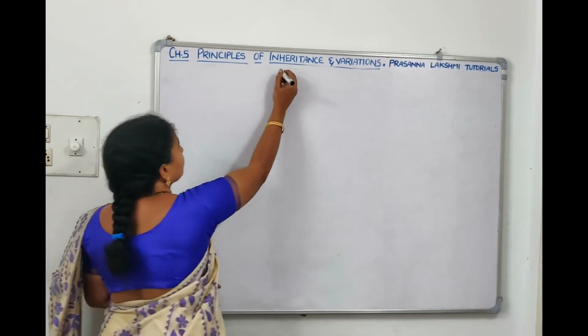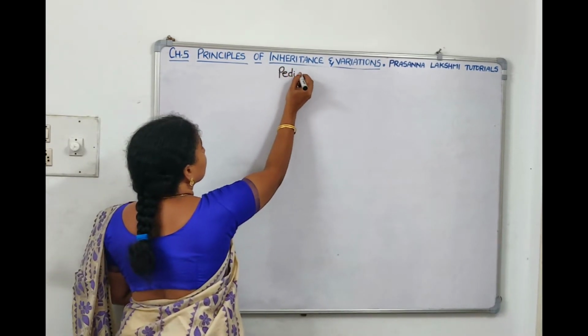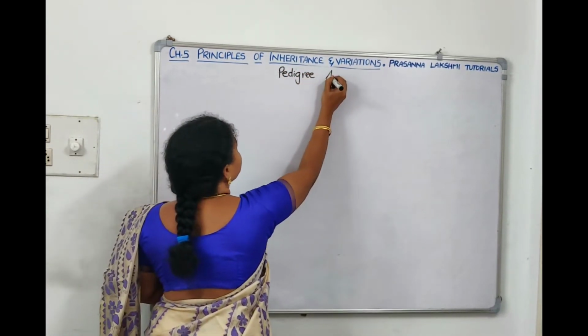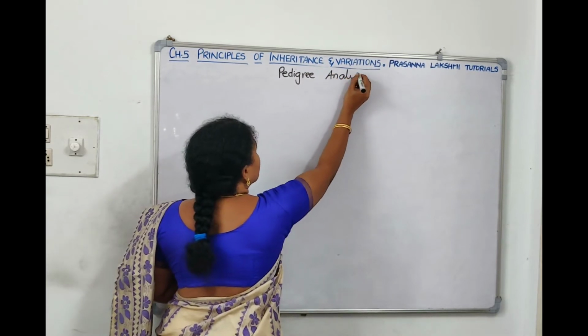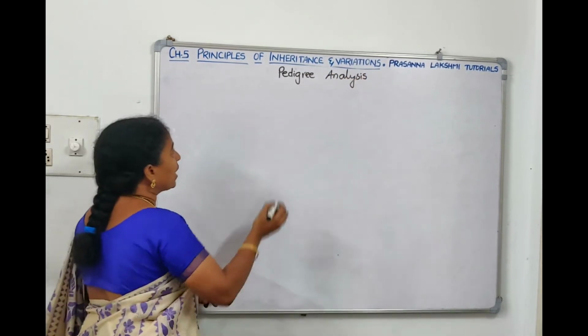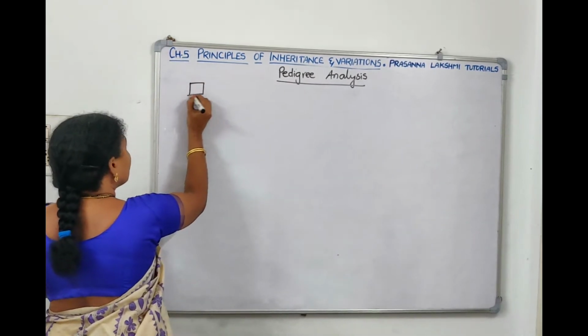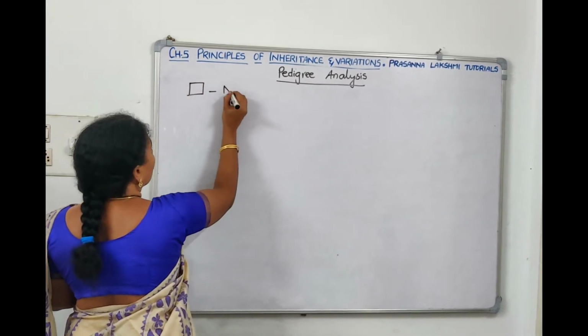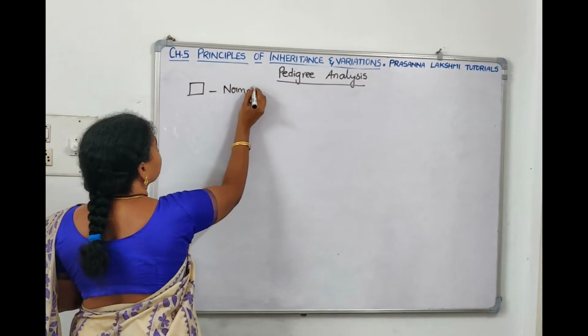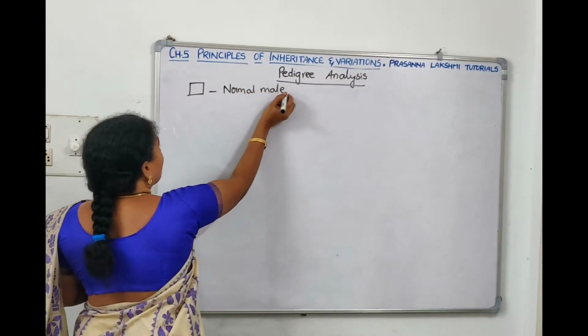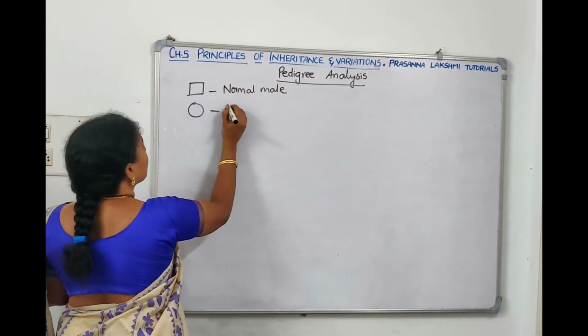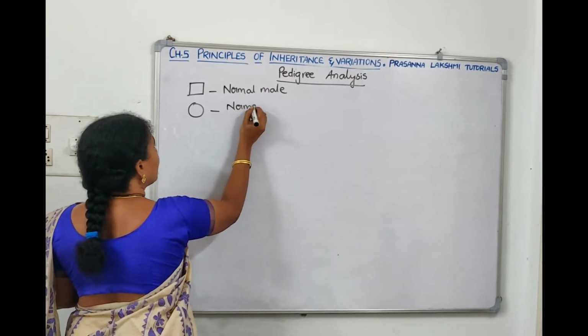What is that called? Pedigree analysis. For drawing the pedigree charts, we are going to use certain symbols. This symbol is used for a normal male, and the circle symbol is used for a normal female.